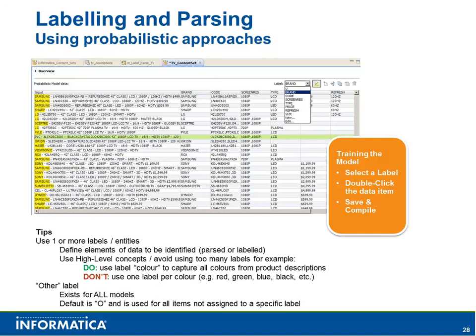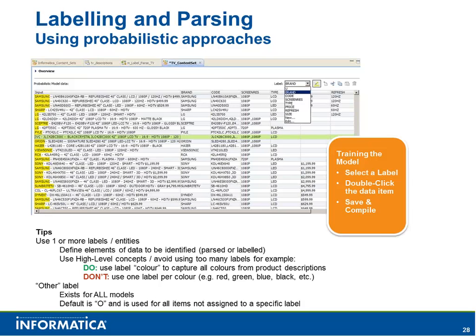And in terms of using this, when we're doing this, we want to use one or more labels and entities, and we wanted to find those elements of data to be identified. So in this case, we identified brand, code, screen resolution, type, etc. But it is better to use high-level concepts.